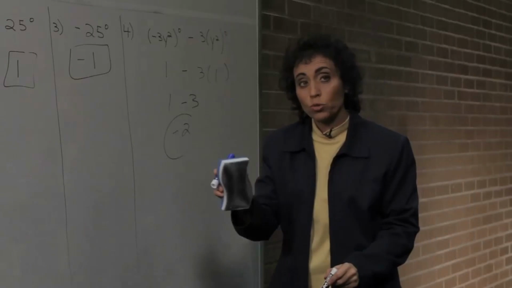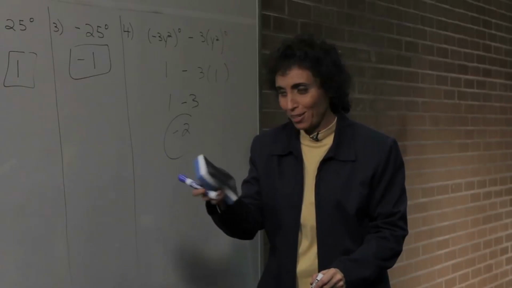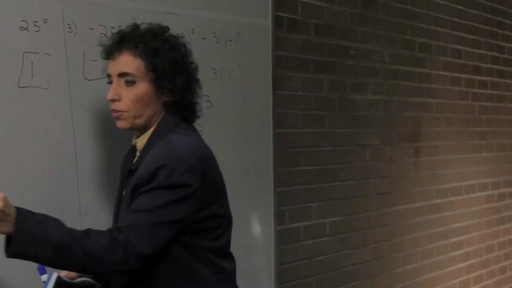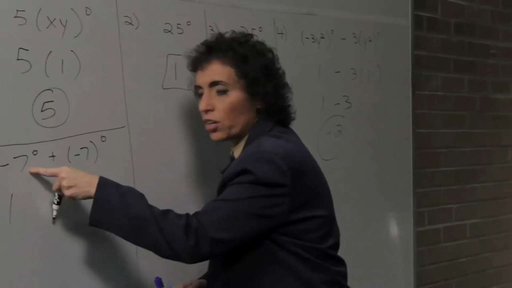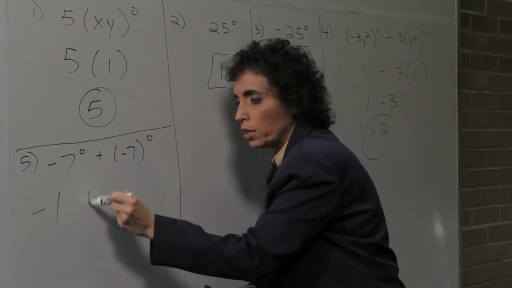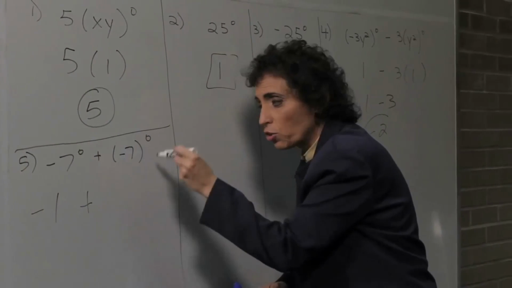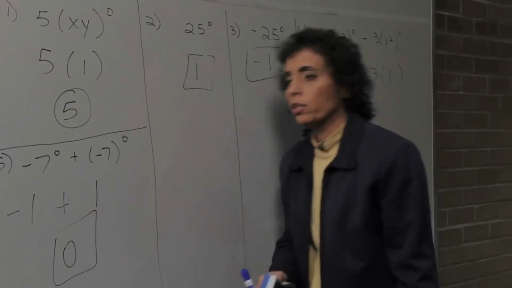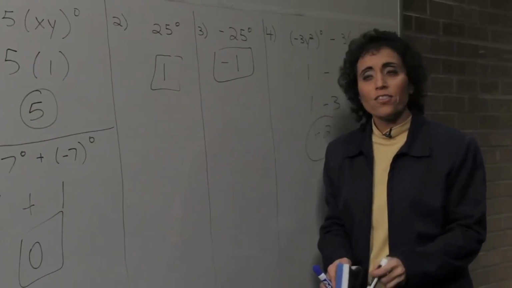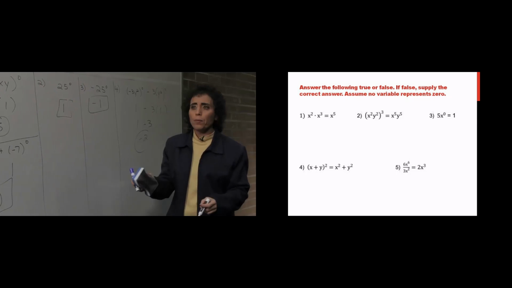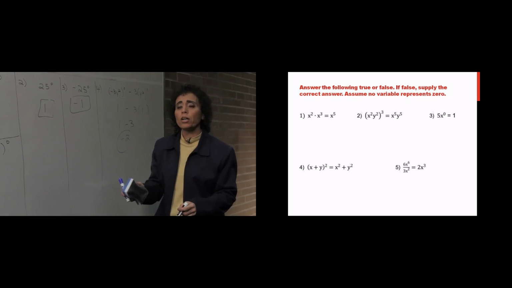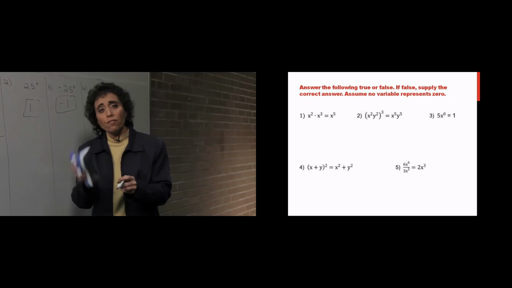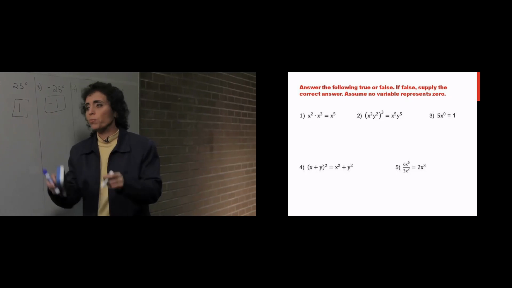Ready? You want to fix your answer for the last one? Here we go. All right. This is negative 1, because again, only the 7 is being raised to the 0 power. Here, this whole thing is raised to the 0 power, so that's 1, and our answer is 0. So those are the answers to that question. There's one more slide left, a couple of last problems left in your workbook. Try to answer them true or false. If false, supply the correct answer, just making sure you understand these rules.